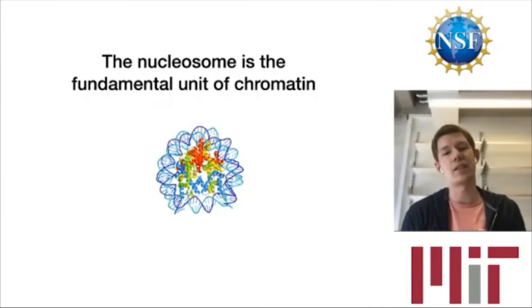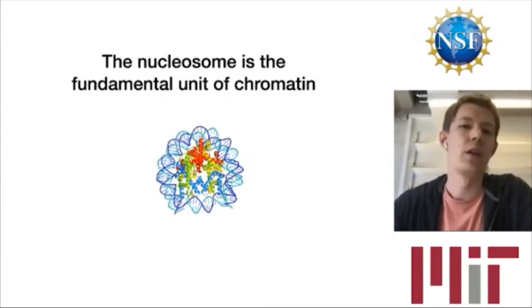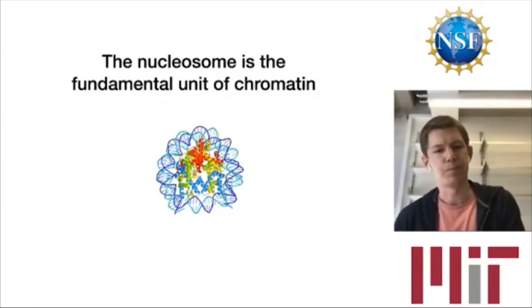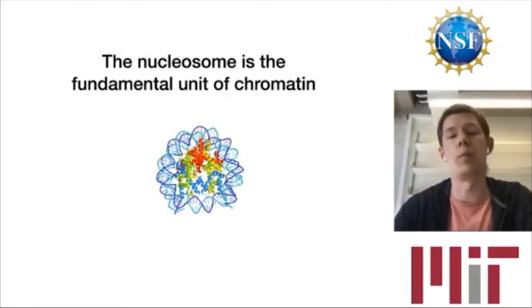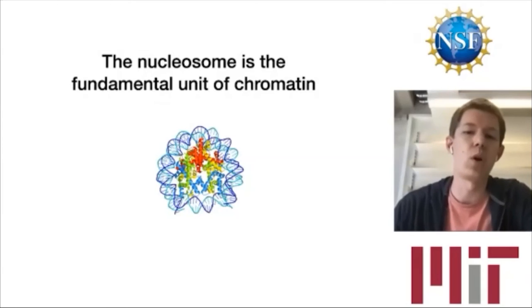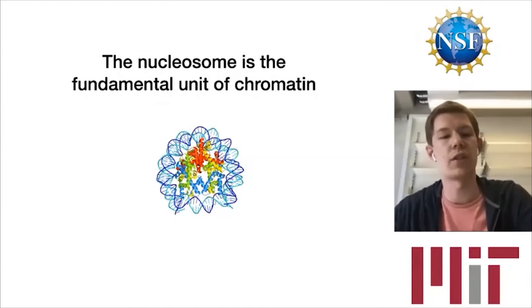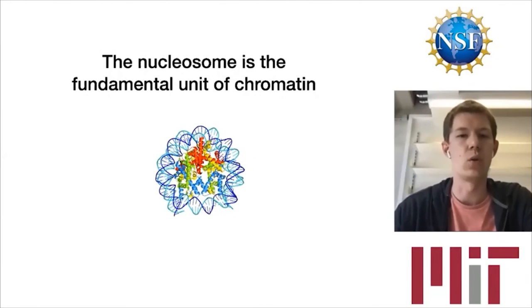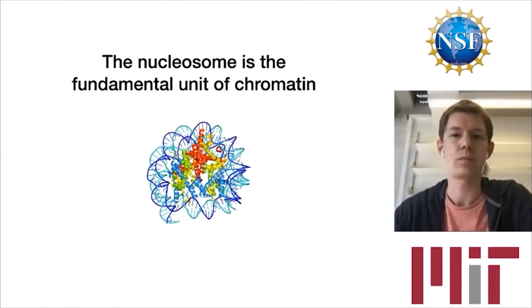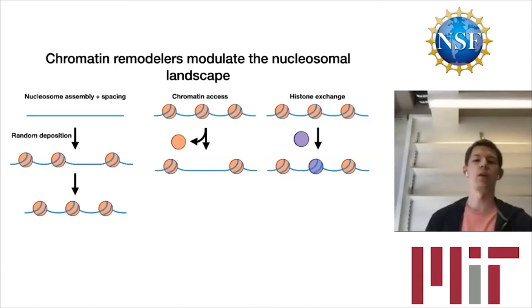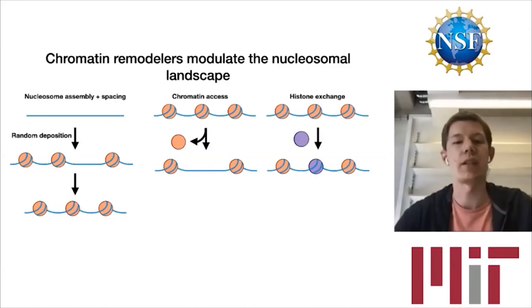And these extensive contacts between the histones and the DNA make it very difficult to move the nucleosome on the DNA substrate. So they provide a formidable barrier. And the cell then employs, or even has to employ, molecular motors, so-called chromatin remodelers, to modulate the nucleosome landscape. And generally, the activity of chromatin remodelers is subdivided into three distinct categories.